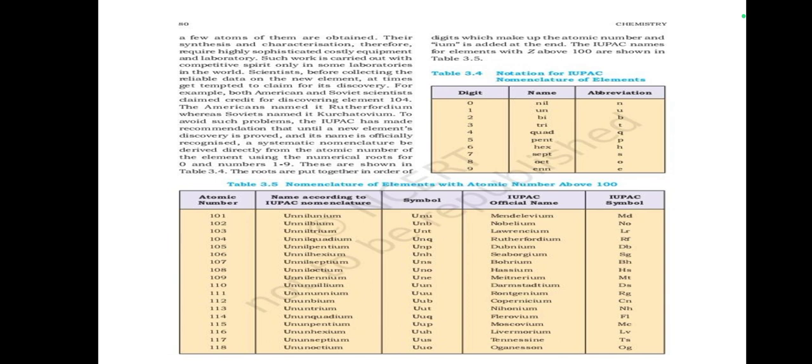Table 3.5, nomenclature of elements with atomic number above 100. Atomic number 101, unnilunium, Unu, mendelevium, Md. 102, unnilbium; 103, unniltrium; 104, unnilquadium; 105, unnilpentium; 106, unnilhexium; 107, unnilseptium; 108, unniloctium; 109, unnilennium; 110, ununnilium; 111, unununium; 112, ununbium; 113, ununtrium; 114, ununquadium; 115, ununpentium; 116, ununhexium; 117, ununseptium; 118, ununoctium.